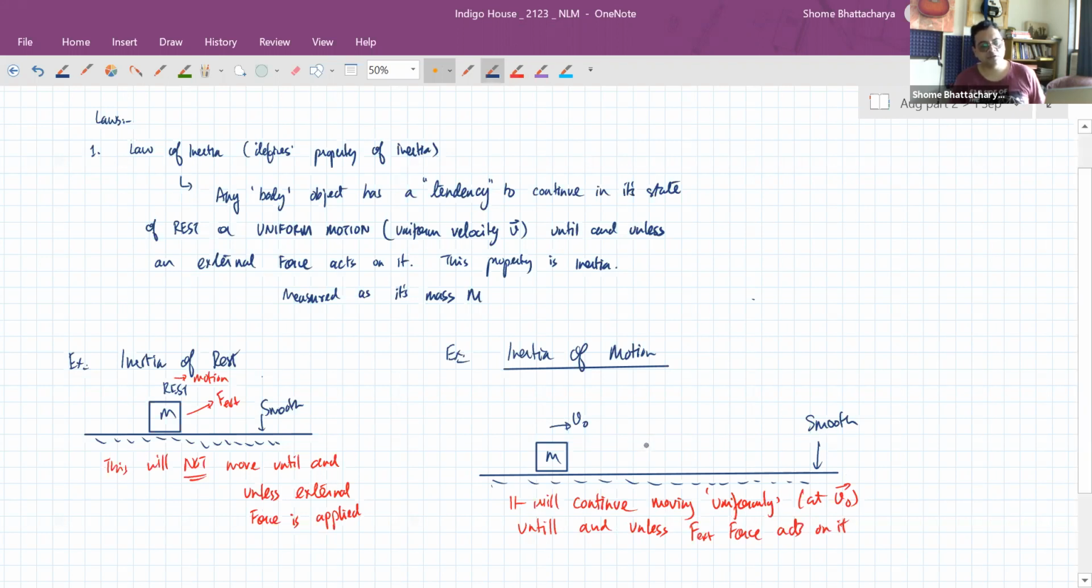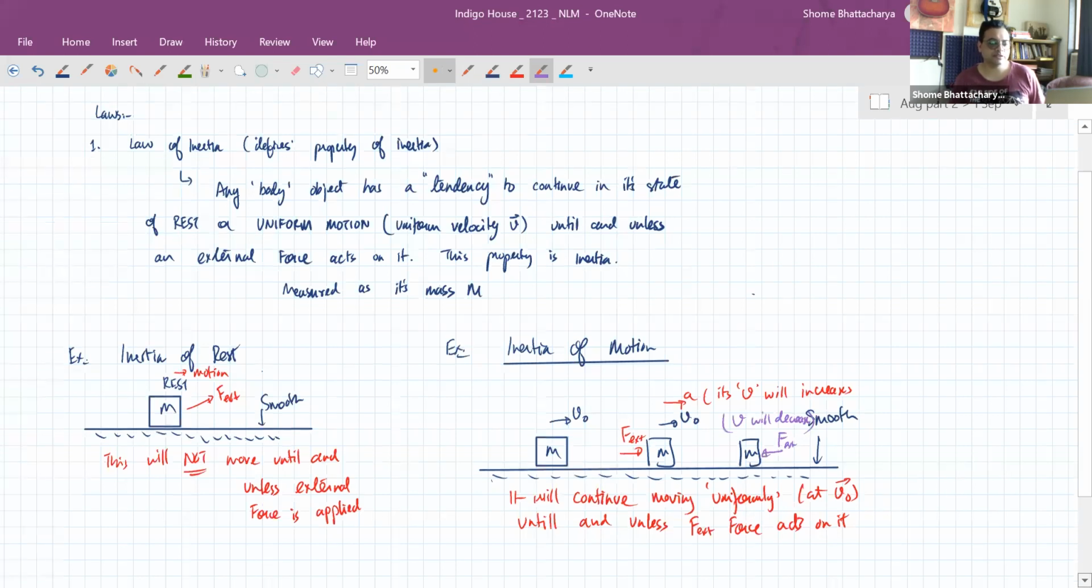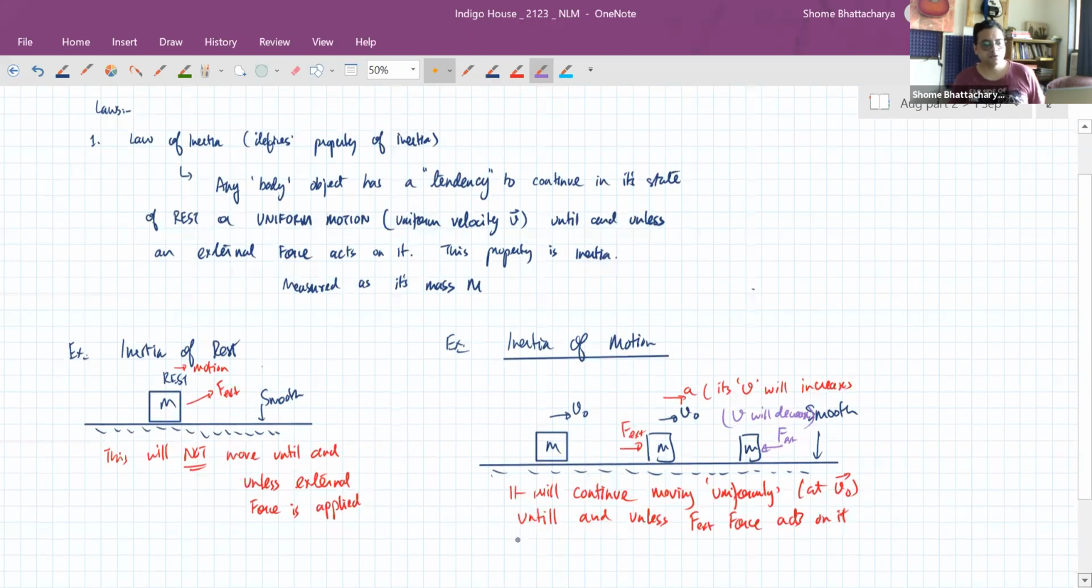For example, while it is moving, now if we start applying some force in this direction, then it will start accelerating. Now its speed will increase. But on the other hand, if we were to apply the force in this direction, then its speed would start to decrease. But anyhow, until and unless there is some external force acting, neither the direction nor the magnitude of velocity will change.